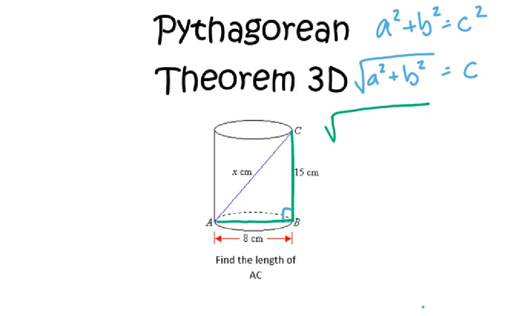So all you've got to do is plug and chug. So I could do 8 squared plus 15 squared equals C. And type that all into your calculator in one fell swoop. The square root of 8 squared plus 15 squared. And you would get that X equals 17.